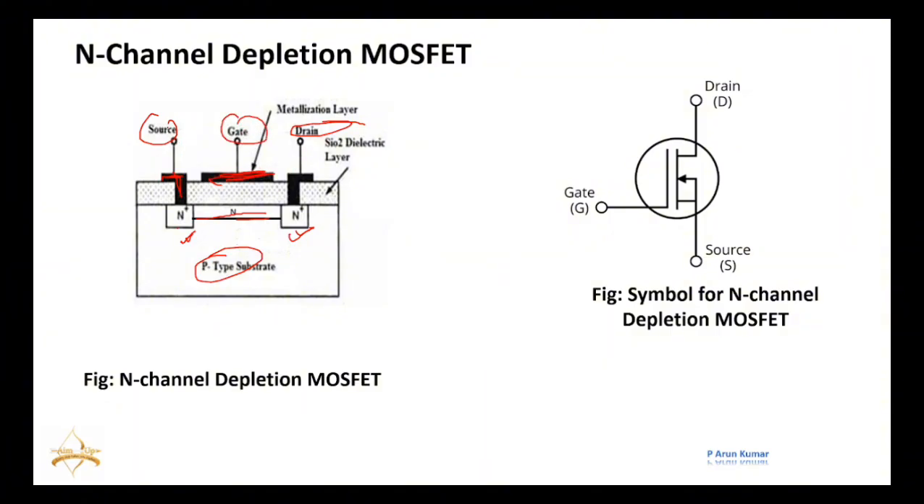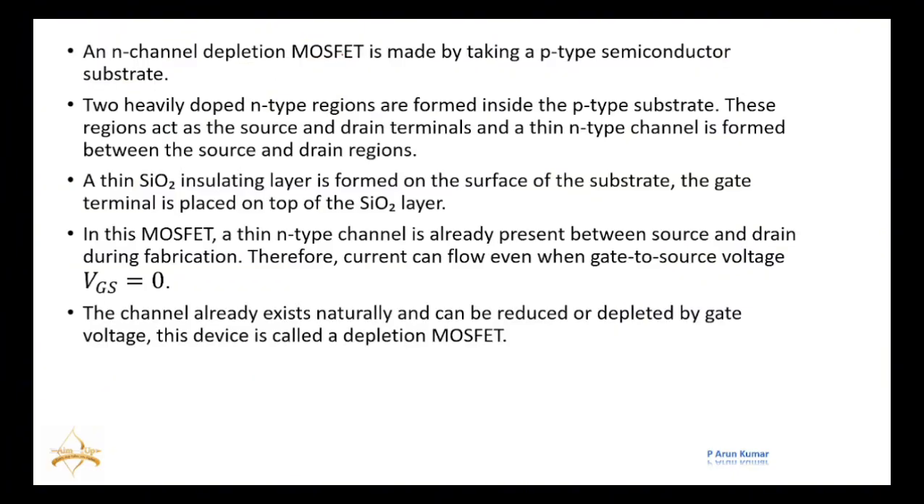Even though VGS equals 0 volts, there is a presence of channel. So that is why it is called depletion MOSFET. These are the points that are given here. Just go through it, take a screenshot and go through it.